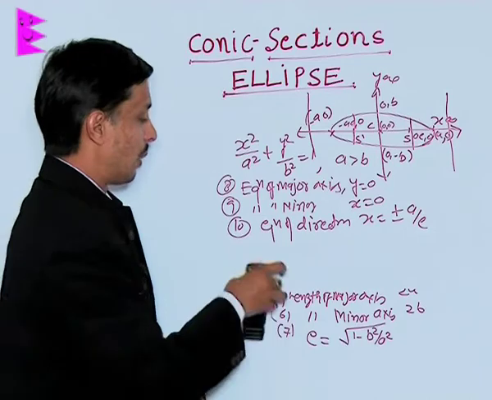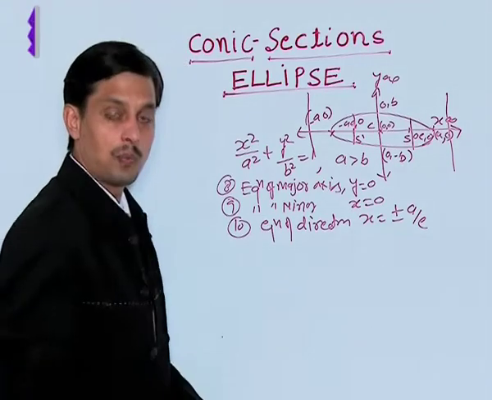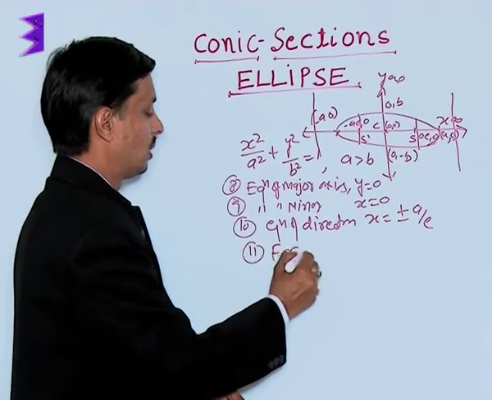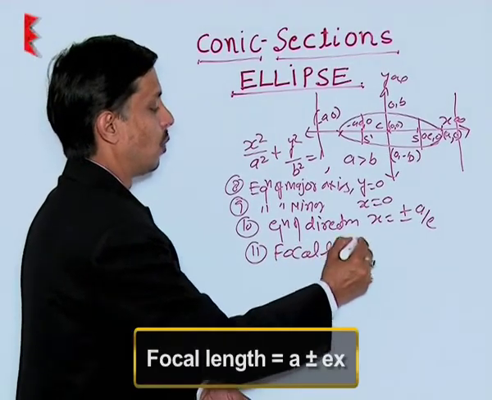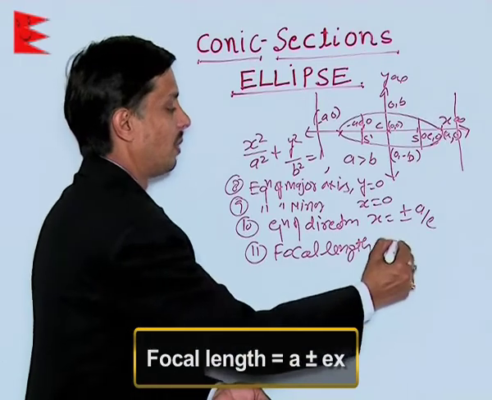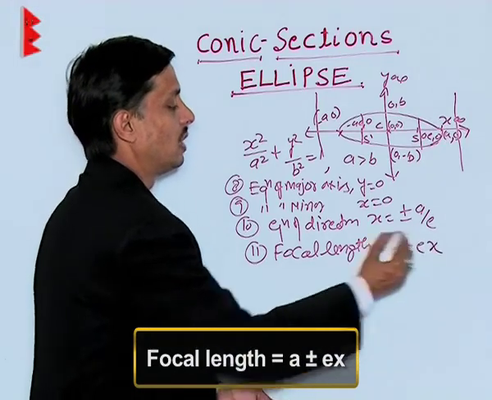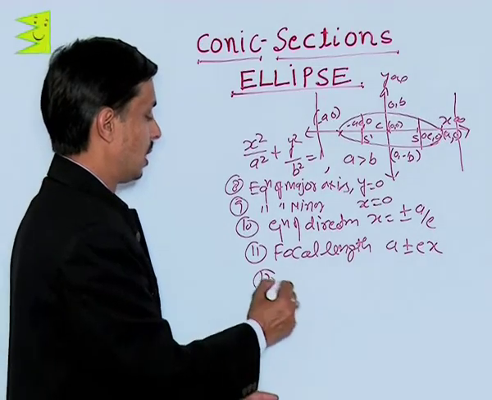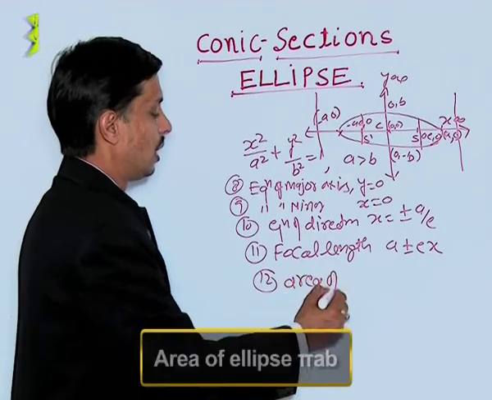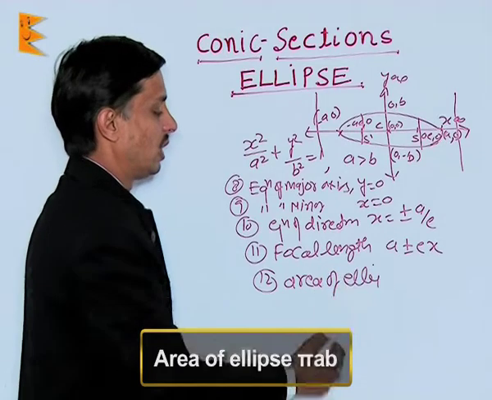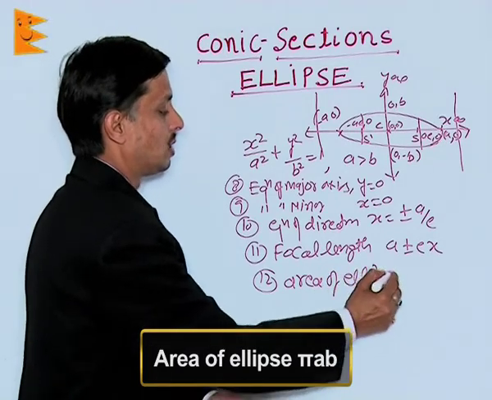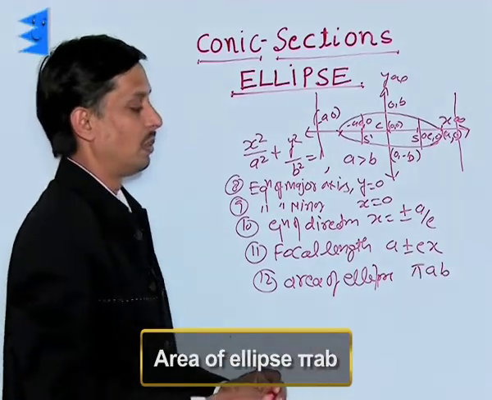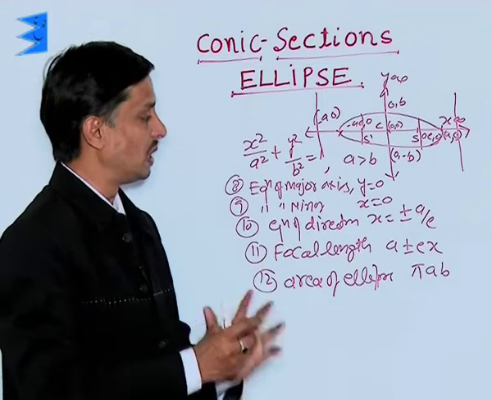Then I want to tell you what is the focal length. The focal length or focal distance in the ellipse is given by a plus ex and a minus ex. And the last information is the area of the ellipse. As the area of a circle is given by pi r square, the area of the ellipse is given by pi into a into b.